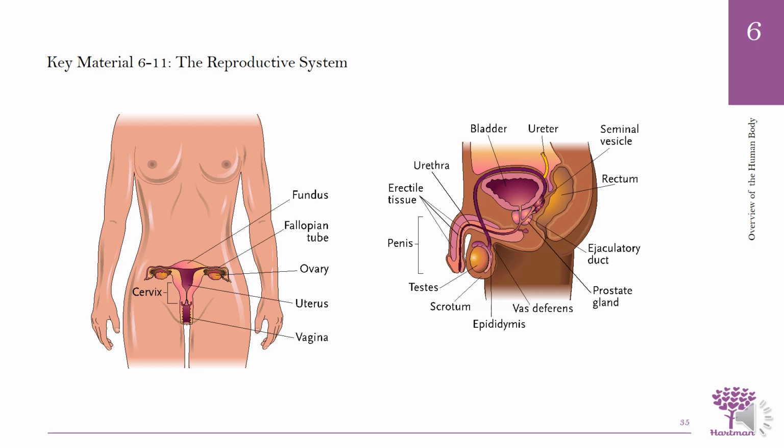For males, the function of the reproductive system is to manufacture sperm and the hormone testosterone. For females, the reproductive system manufactures ova and the hormones estrogen and progesterone. It also provides an environment for the development of the fetus and produces milk for the nourishment of the baby after birth.